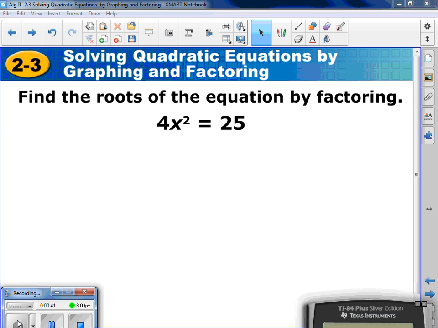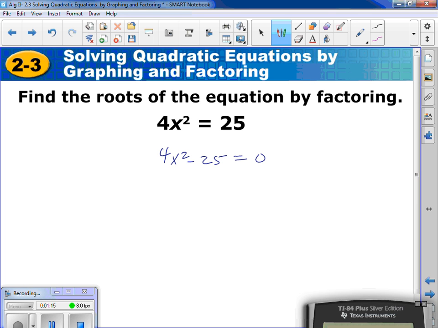When we have a problem like 4x squared equals 25, and we want to solve by factoring, whenever you want to solve by factoring, you have to get everything to one side. It doesn't matter if I move everything to the left or to the right, but I usually like to move everything to the side where the x squared is going to be positive. So my x squared's on the left, it's positive. I'm going to move the numbers to the left. So I move this to the left, what happens? 4x squared minus 25 equals 0.